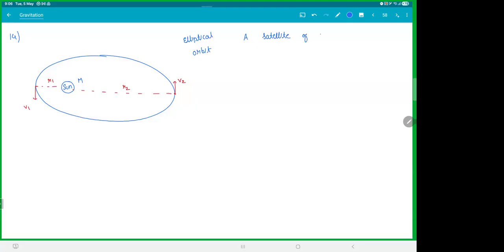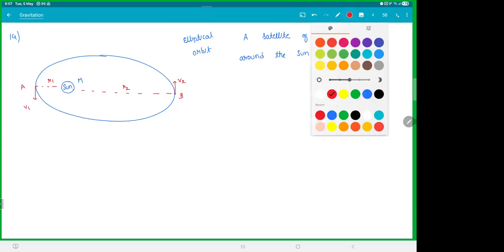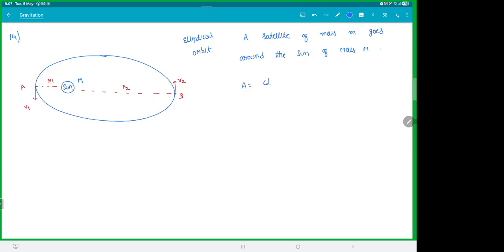So a satellite of mass small m goes around the sun of mass capital M. R1 and R2 are the closest and the farthest point. So let's call this thing B and let's call this thing A. A is the closest point. What is this thing called? Perihelion, aphelion, no? A is the closest point. B is the farthest point. R1 and R2 are given.